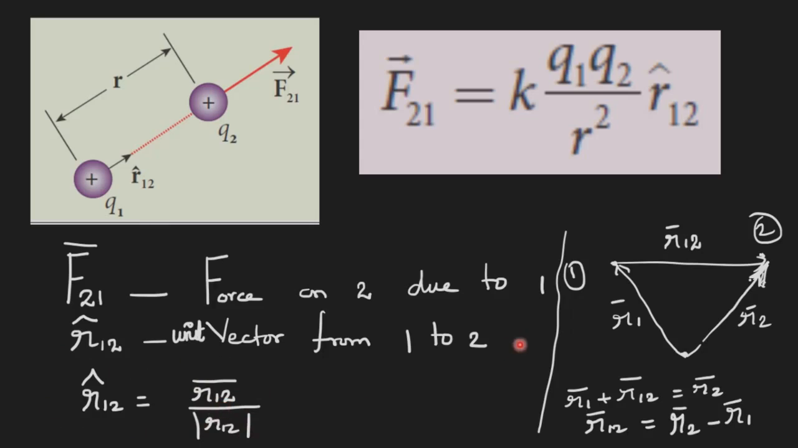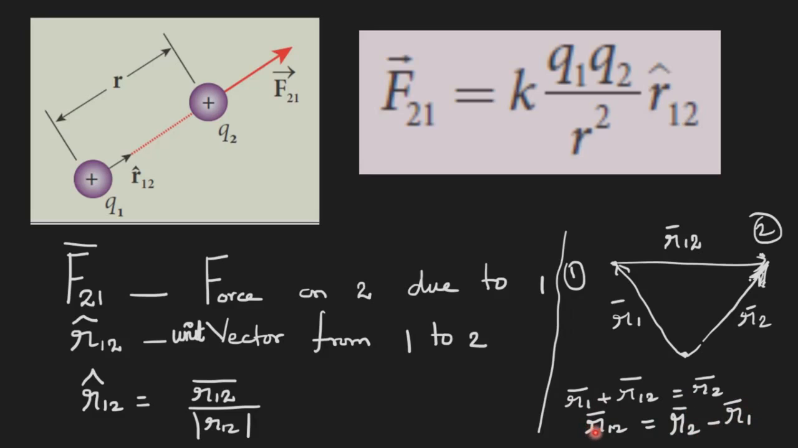Next, the R12 vector. We take the position vector of charge Q1 as the R1 vector, and the position vector of charge Q2 as the R2 vector. The distance between the two point charges, from charge Q1 to Q2, is represented by the R12 vector. Mathematically, by following this diagram, we find the value for the R12 vector. How? R1 vector plus R12 vector is equal to R2 vector. So R12 vector is equal to R2 vector minus R1 vector.